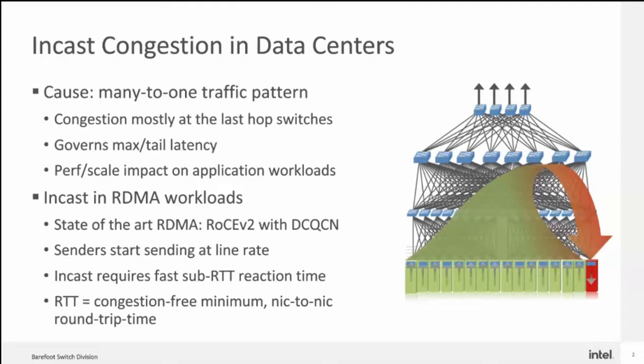So the assumption here is that if we want to do anything about the congestion buildup or prevent the congestion, we'll have to react in a sub round trip time. And round trip time here means the time in a congestion-free network, the minimum congestion-free round trip time, NIC to NIC. So this is really what we also call the base round trip time, the really lowest round trip time you can look at. So we have to be very fast.